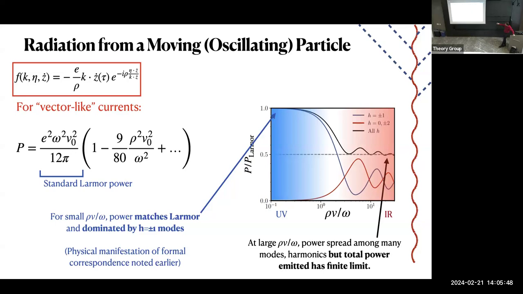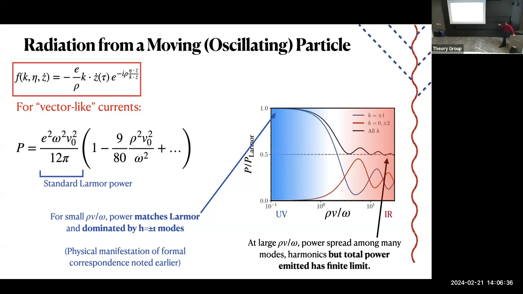Shown over here on the right is a plot of the power, normalized in units of the Larmor power, versus rho velocity over omega. So large frequency is over here on the left of the plot, that's the UV. Low frequency is over here on the right part of the plot, that's the infrared. You can also break down the amount of power emitted into the individual modes. What you find is that in the UV, you obtain the standard result that you obtain in EM, and it's all dominated by the helicity plus minus one modes. As you move into the infrared, the other modes start to become important. You start to produce the nearest neighbor modes first, the helicity zero and plus minus two. And it becomes increasingly democratic as you move into the infrared, with more and more modes playing a role.